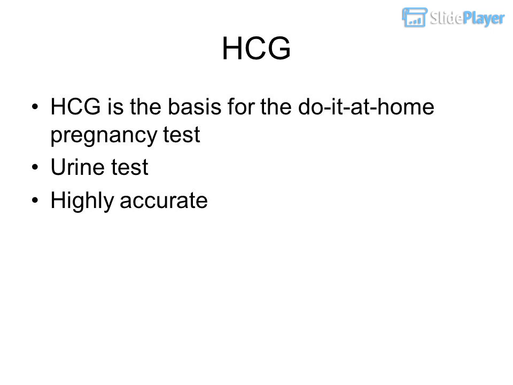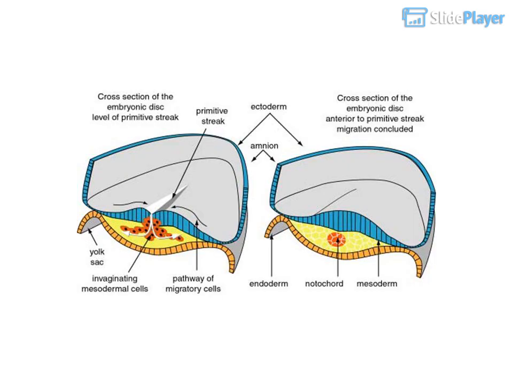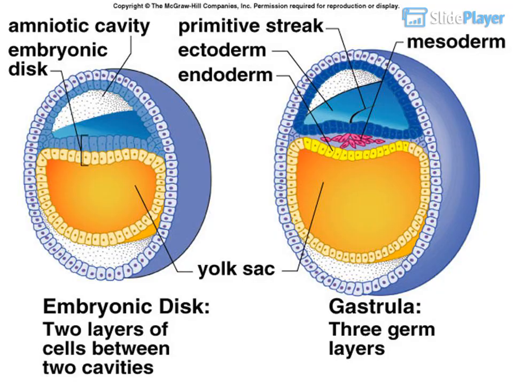Highly accurate. Gastrulation, week 2 of pregnancy. Germ layers form, which are layers of cells destined to become certain organs depending on their position. Ectoderm is the outer layer destined to become nervous tissue and skin. Mesoderm is the middle layer destined to become skeleton, muscles, heart, blood, and vessels. Endoderm is the inner layer destined to become lungs and digestive structures.